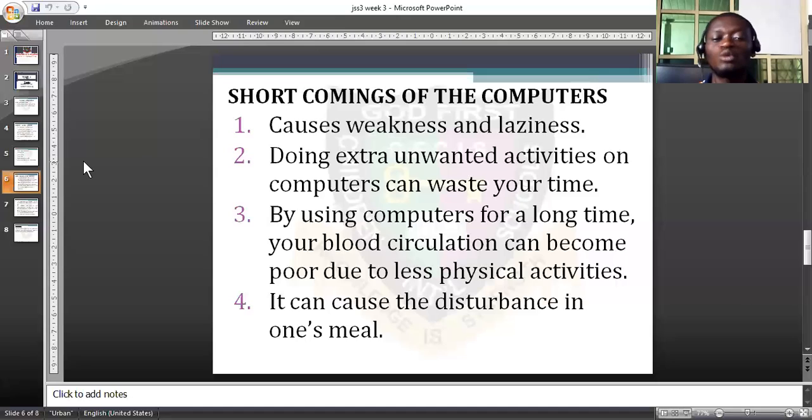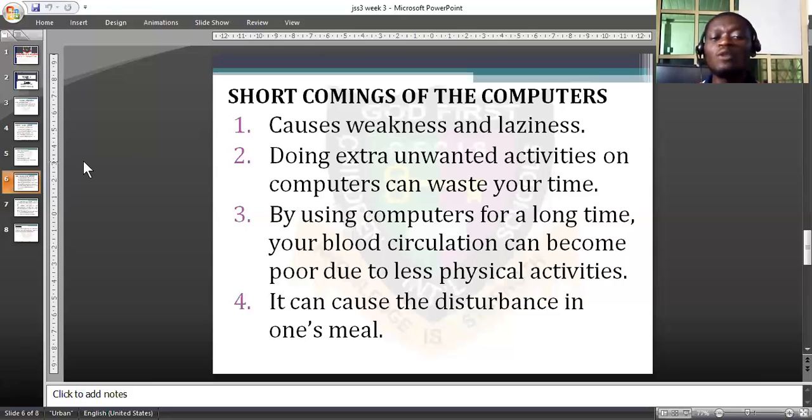Two, doing extra unwanted activities on the computer can waste your time. Just like we all know, some people use 2 days, 3 days checking Facebook and chatting on social media, wasting precious time that cannot be recovered. One of the shortcomings of the computer is that it gives you the privilege to create unwanted activities for yourself, thereby wasting your precious time. And like we all know, any time lost can never be recovered.